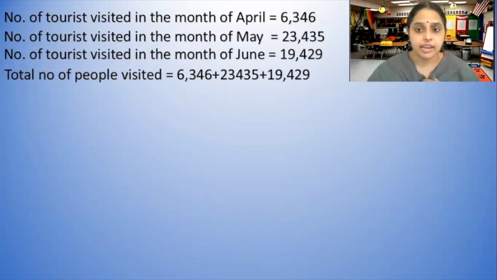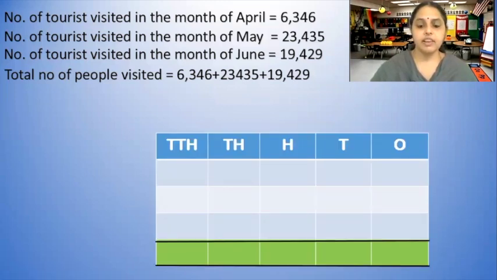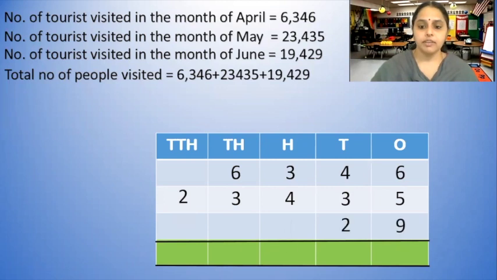When we are adding, first we will place the numbers according to the place value. So we are going to use the place value chart. The place value chart is here, and what do we do next? We will put the numbers according to their place values. So I'm just placing all the numbers according to the place value.